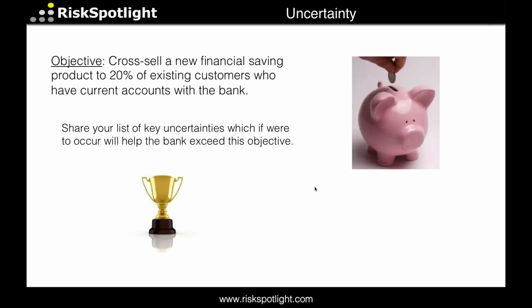Do you want to share a list of some of the uncertainties which, if they were to happen, will help the bank exceed this objective? Of course we want to meet the objective, but hopefully we want to sell to more than 20% of our customers. So what would be some examples of uncertainty? Think about potential events which we are not sure about, and if they were to happen, they will help us to increase the cross-sell objective.